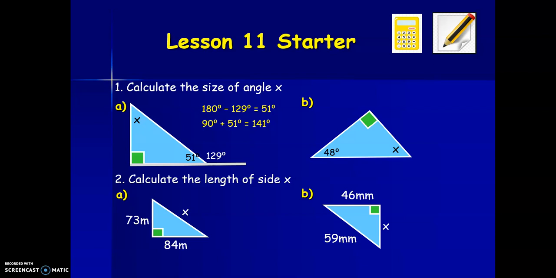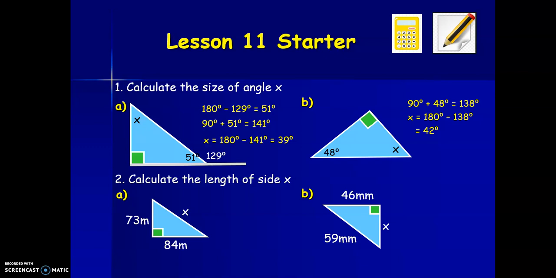So we want to find how many degrees are left out of the 180 that total the triangle. So we do 180 take away 141, and that equals 39 degrees. If we look at example B, again we have another right-angled triangle and we want to find the size of X. This time we add the 90 degrees and the 48 degrees to give us 138 degrees and take this away from 180 degrees. So we find that X is equal to 42 degrees.